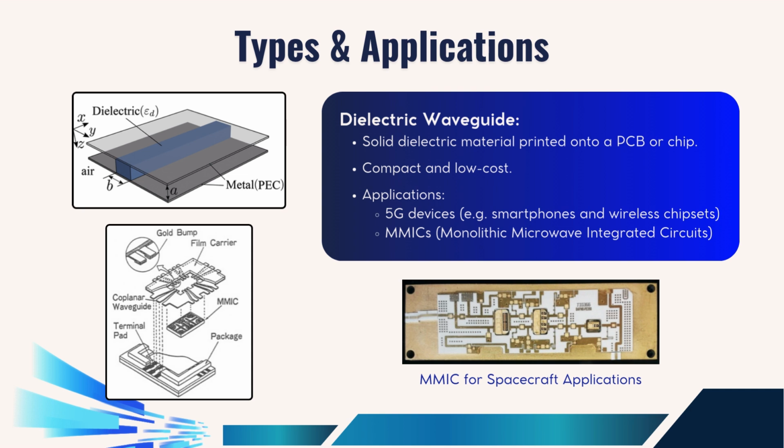In the image on the left, we can see how the dielectric is applied onto the metal chip so that EM waves can flow through them. And then on a larger scale, these are used in different kinds of technologies, such as in the MMIC for the spacecraft applications shown on the image below.